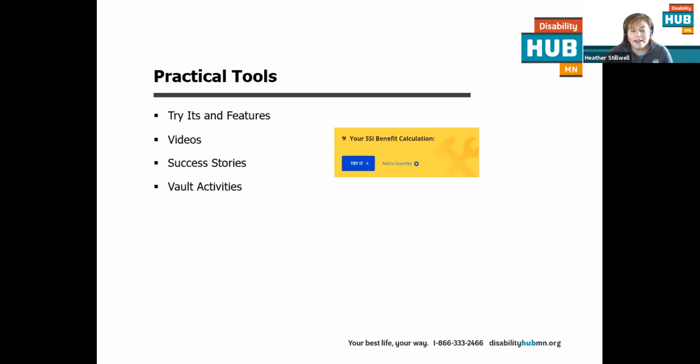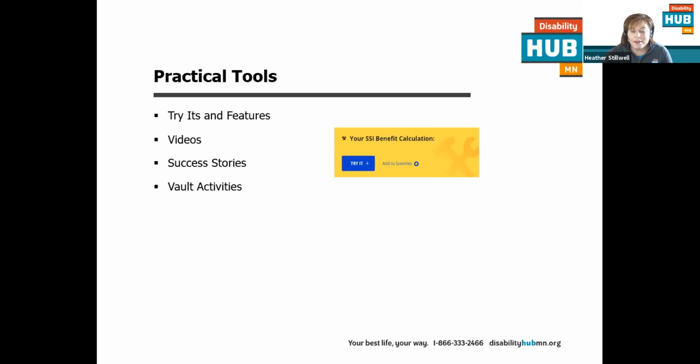There are also success stories in there that show real life examples of people who have gone to work and have completely improved the quality of their lives, and they're independent. And the Vault is a personalized tool that allows a person to look for benefit information, store benefit documentation, and communicate with their planning team.